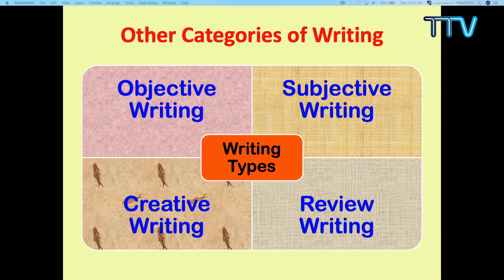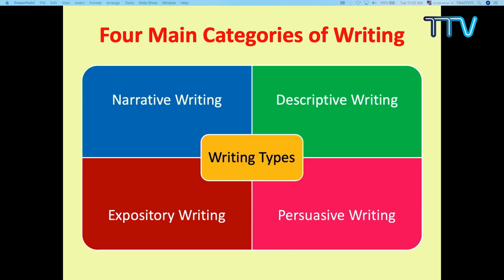And then you all know about creative writing, right? Out of your imagination, you create something. And then we talked about review writing: your book reviews, reviews about your movies and films, and product reviews. So there are other types of writing, but we focused mainly on this part, because these are the main categories of writing: narrative, descriptive, expository, and persuasive.